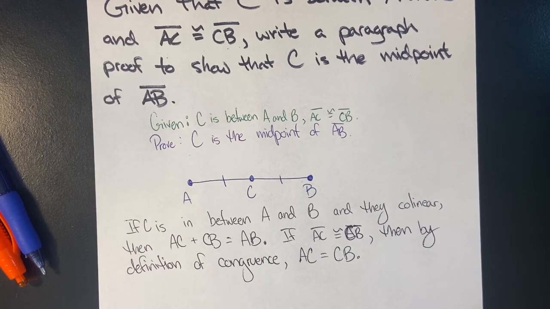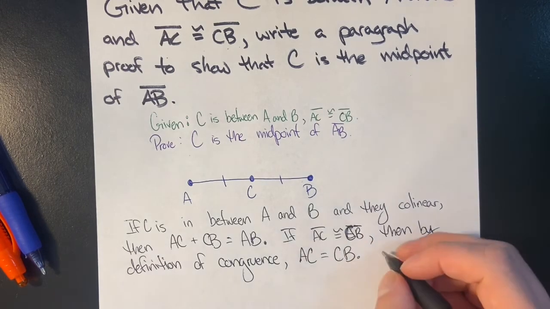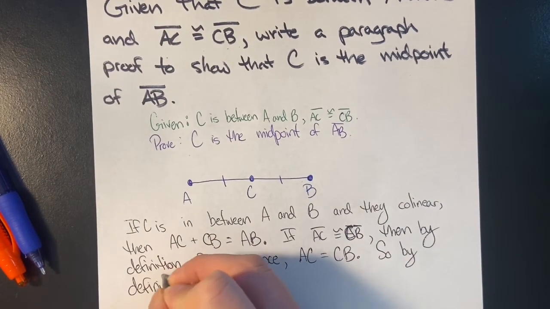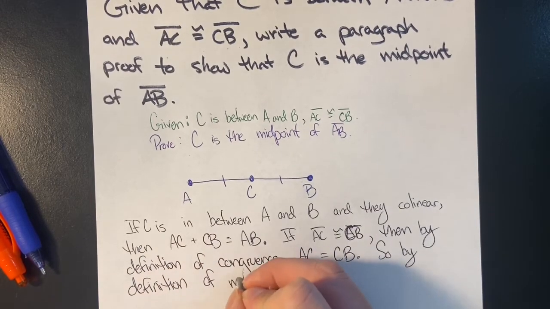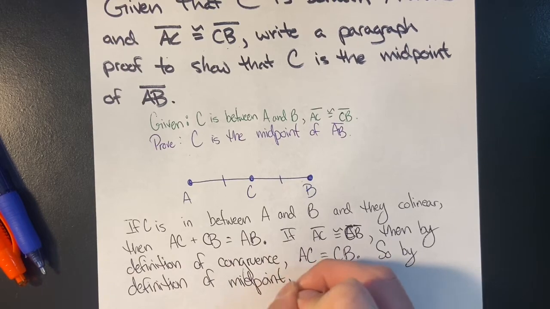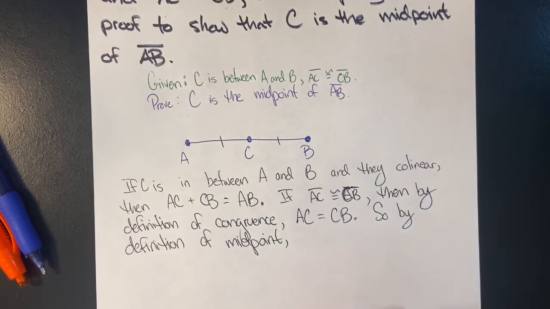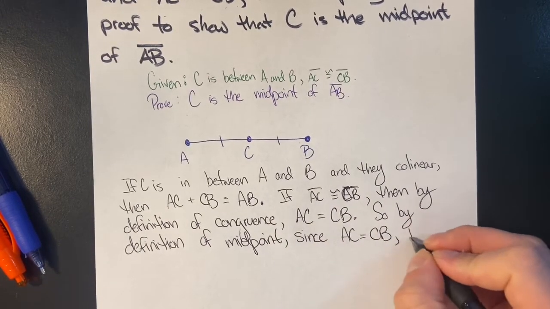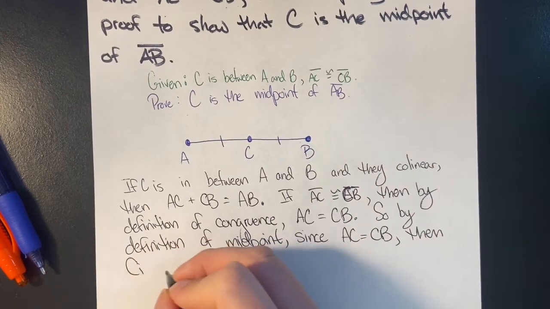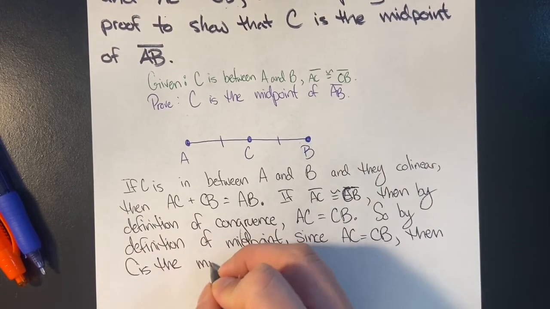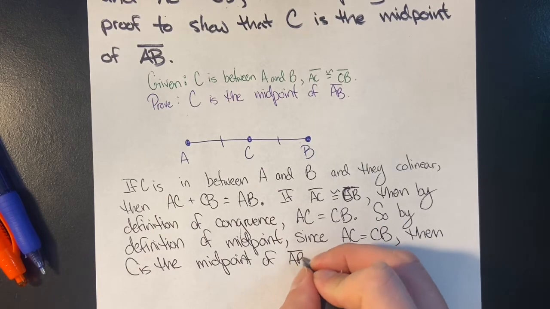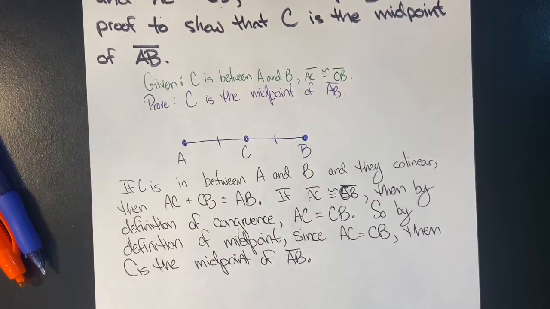So what else do I need to prove? I guess that's really all I need to say. So by definition of midpoint, just making sure you can see everything, since AC is equal to CB, then C is the midpoint of line segment AB. Whenever I'm done my proof, I like to put a little box next to it. That just means I'm done.